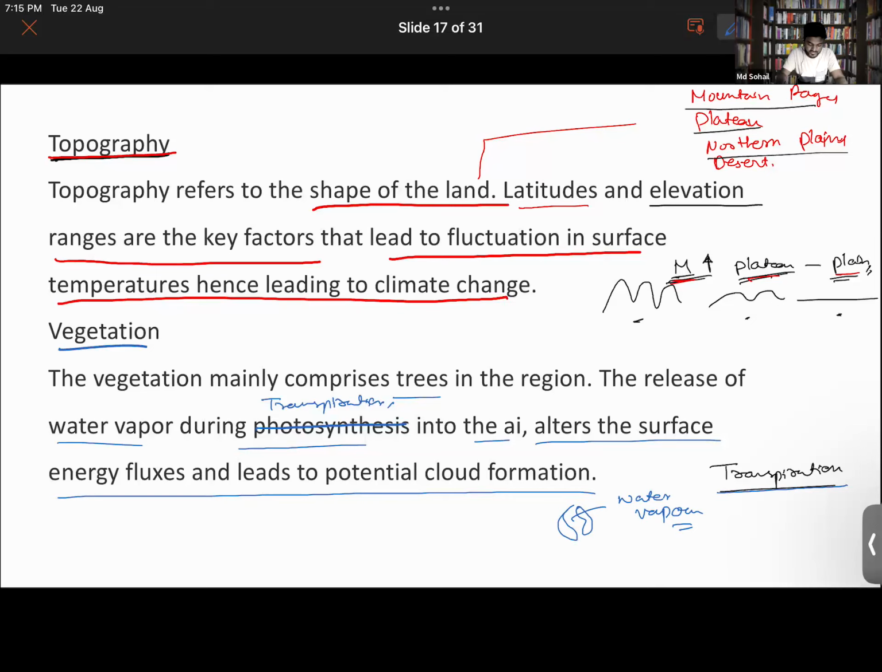So here you will also see they are playing a role in cloud formation. The water is evaporating from water bodies and land surface, while it is evaporating from the vegetation also by the process of transpiration. Getting it? Is this clear? Yes, sir, it is clear. Okay, Sundus.